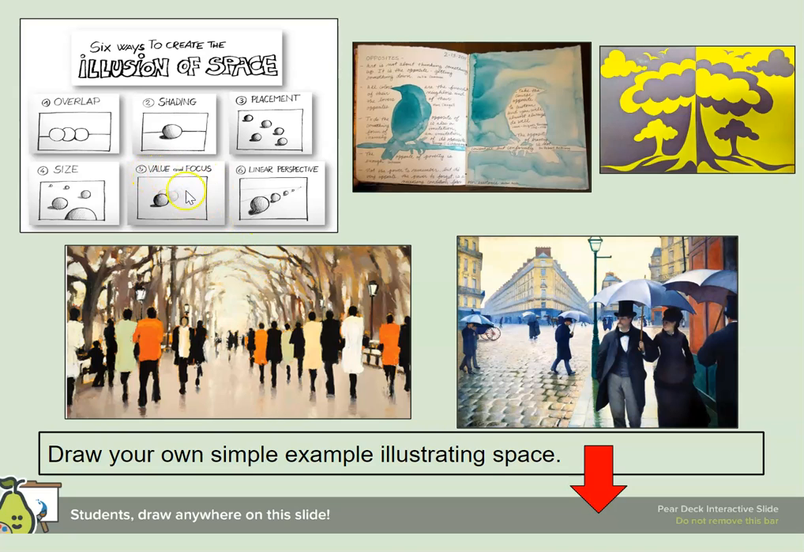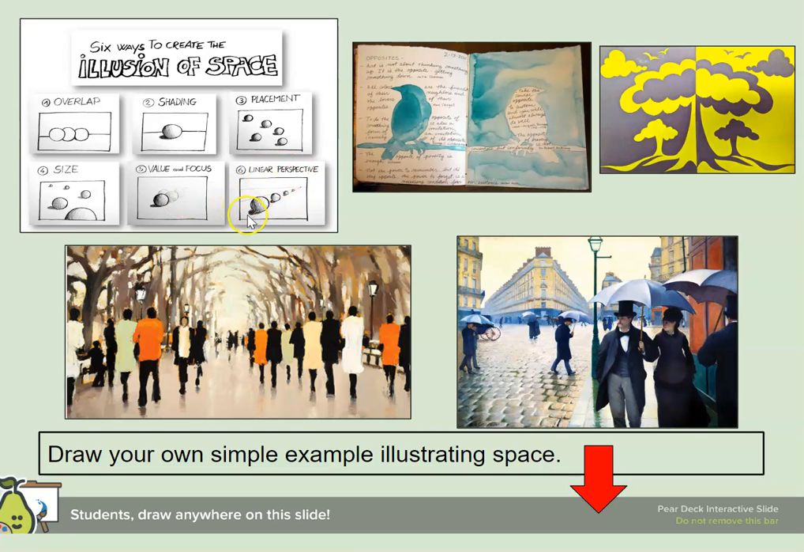Values and focus. Say, for example, think of a very foggy day. Things that are closest to the viewer are going to be more in focus. They are going to be darker values, whereas as things move farther back into the distance, especially on a foggy day, they tend to be more out of focus, and they tend to be lighter in value.